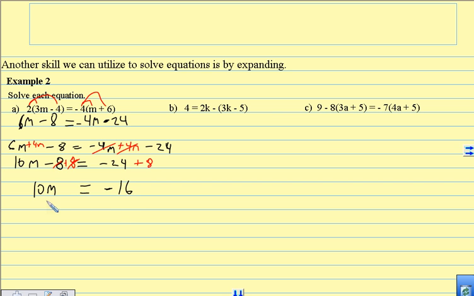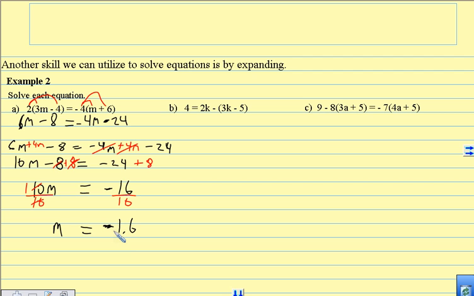Okay? And now lastly, 10 is multiplied by m, so I would divide by 10 and divide by 10 to get rid of that, leaving me with 1 here, so I'd be left with m equals negative 1.6. Okay?